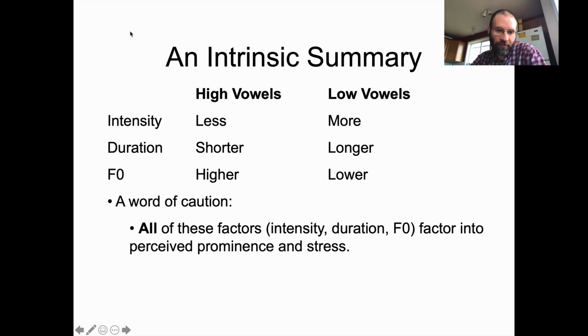And the funny thing about this is that all these factors will factor into perceived prominence and stress. So intensity, duration, and F0. And generally speaking, more intensity and longer duration will give you a percept of greater prominence or stress. So the low vowels have the advantage there. But higher F0 tends to give you a percept of more prominence as well. So the high vowels have an advantage there.